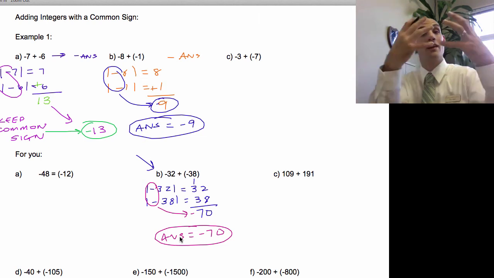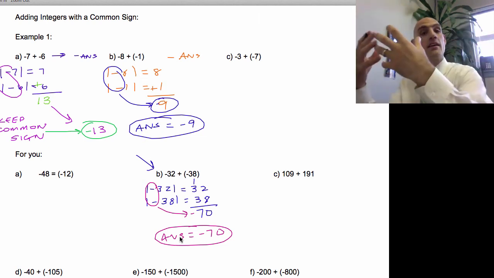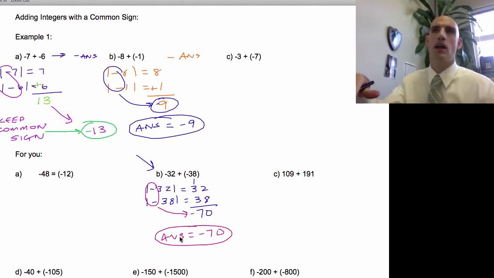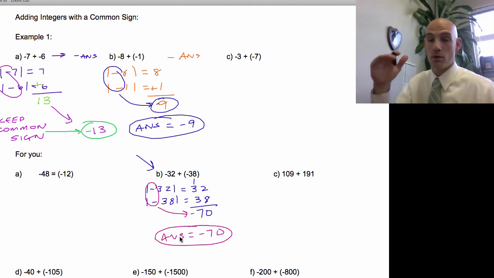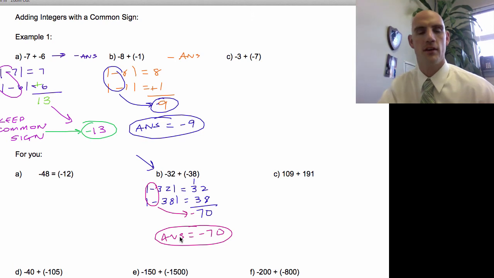I've got a bunch of red counters, and I'm adding that to a bunch more red counters. Or on my number line or my thermometer, I'm negative and the temperature dropped or went down again. So there we go with the more negative stuff.